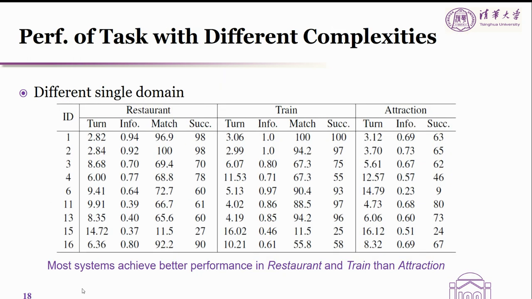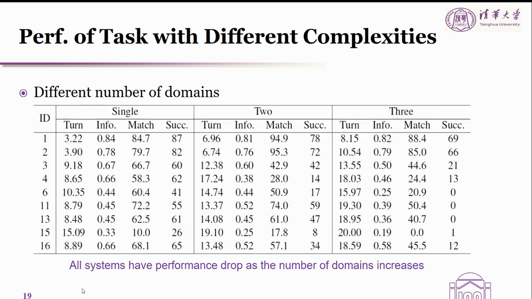We also want to know how their performance varies with the complexities of the tasks. For different single domains, most systems achieve better performance in restaurant and train than the attraction domain. This is because the annotations in the attraction domain are more noisy. For different numbers of domains, all systems have a performance drop as the number of domains increases. However, the pipeline system performs more robustly.